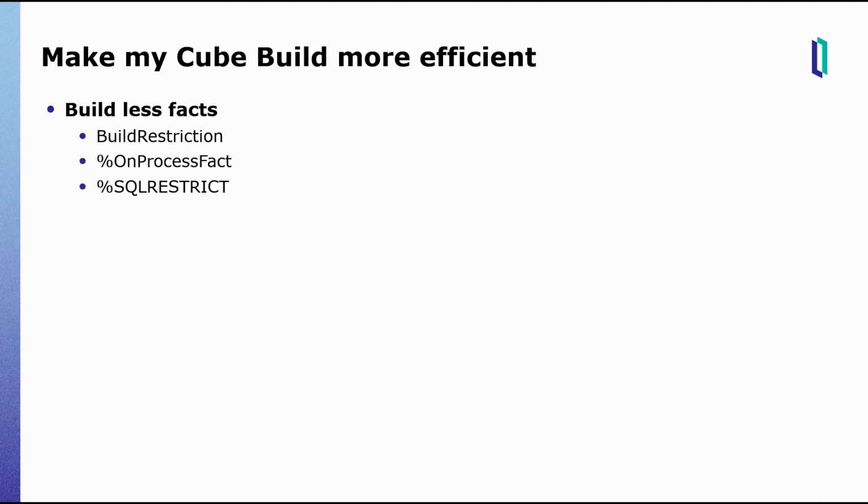On process fact is, we don't need to get into this, but SQL restrict is a fairly new feature, a couple of years old, and it lets you add filters to your cube that are not using the cube. It actually goes to the source table. So it's a way, again in the category of building fewer facts, because you can then access the source table directly and do some manipulations there.